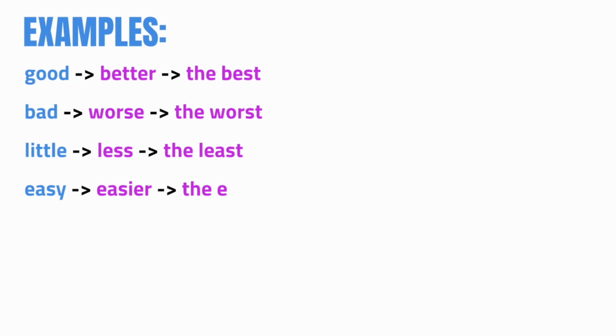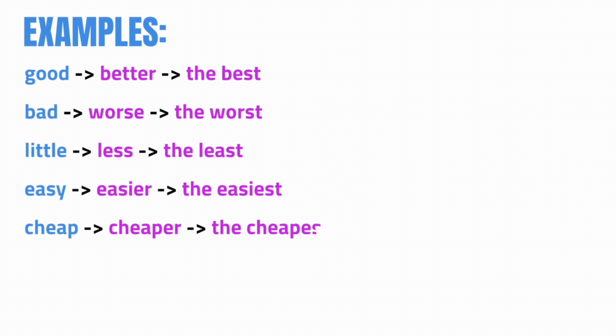More examples. Good, better, the best. Bad, worse, the worst. Not better and the baddest. Little, less, the least. Easy, easier, the easiest. Cheap, cheaper, the cheapest. Irregular forms and very short adjectives.